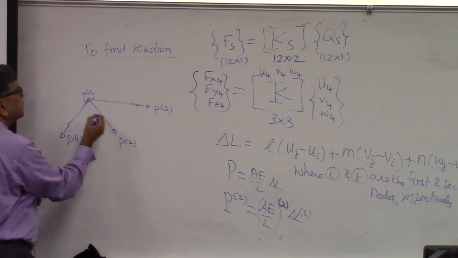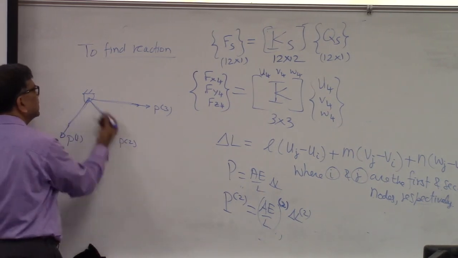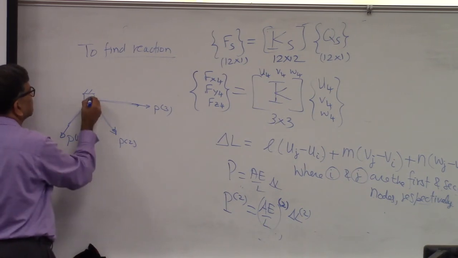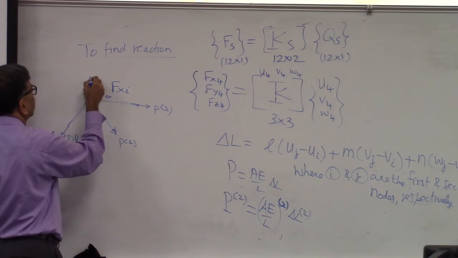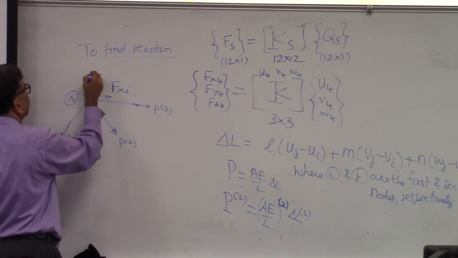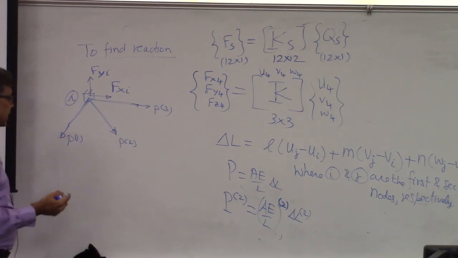These are the forces acting on the element. If it is tension, they go like this. If it is compression, they go towards that. Then there are two reactions, Fx, Fy. Let's call this node i. So I need to find the reaction. It's a simple static problem.